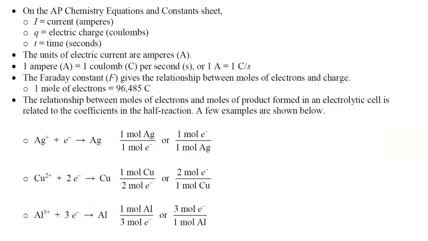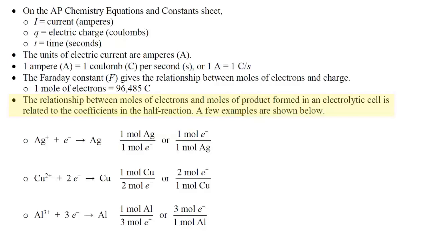So on the AP Chemistry equations and constant sheet, I represents the current in units of amps, Q represents the electric charge in units of coulombs, T represents the time in units of seconds, and the units of electric current are amps or amperes, which is 1 coulomb per second. So you can use that relationship to create a conversion factor. And the Faraday constant gives the relationship between moles of electrons and charge, so that 1 mole of electrons is equal to 96,485 coulombs. And the relationship between moles of electrons and moles of product formed in an electrolytic cell is related to the coefficients in the half reaction, and a few examples are shown below on this slide.